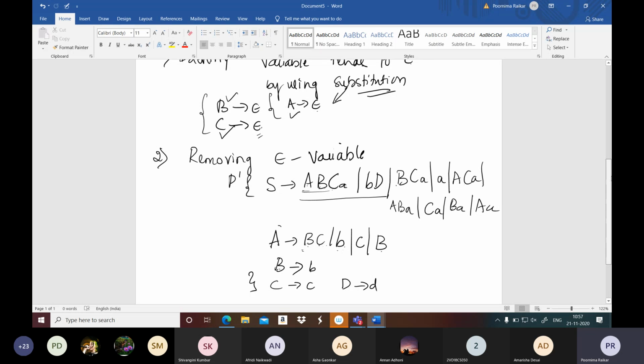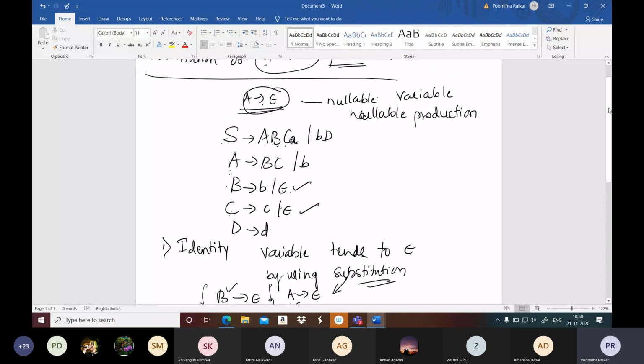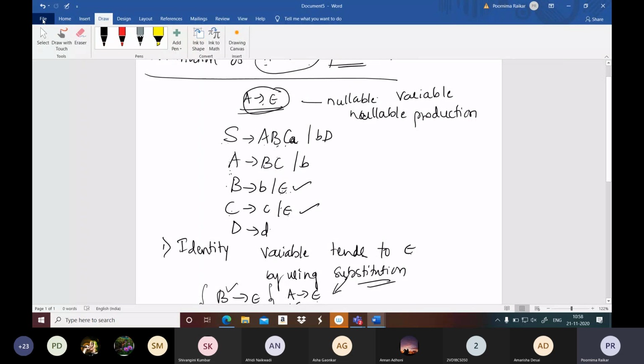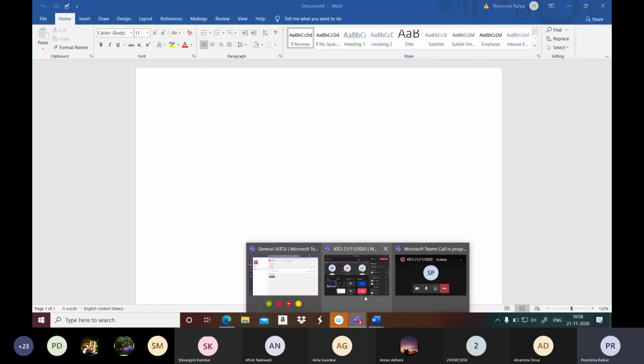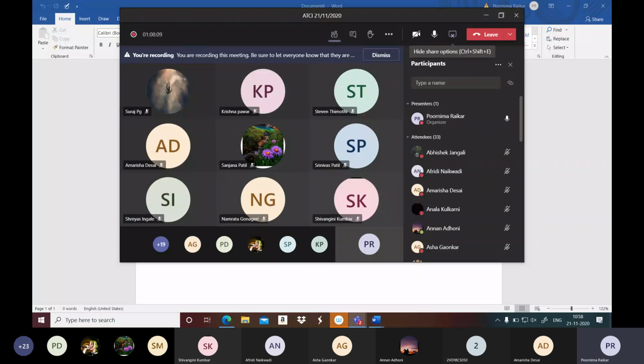Is this clear for everybody? So how to eliminate epsilon production? First step is to identify all the variables which tend to epsilon by using the substitution method. Second, you have to remove epsilon production in such a way that you alternately substitute epsilon for the variables and you get new rules. So this is how we remove epsilon productions. So we'll just take another example. Are you understanding these concepts?